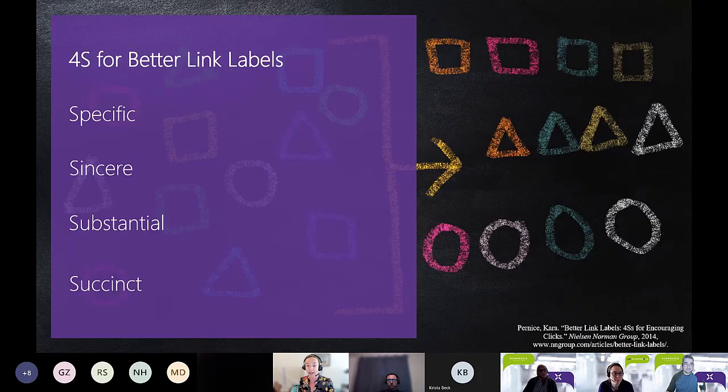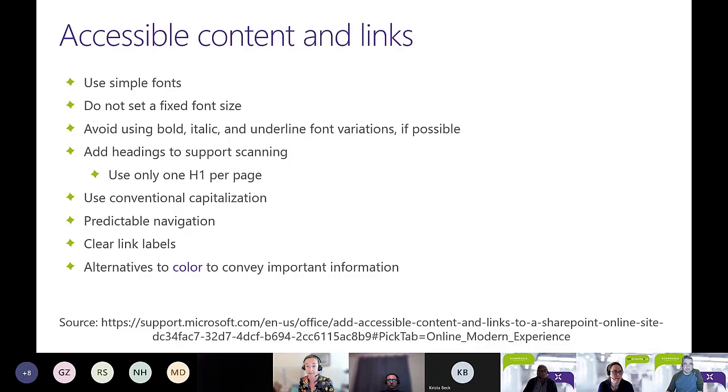So how do we make better link labels? First, we want them to be specific. You need to avoid generic language and jargon. We want them to be sincere, so we need to deliver on whatever link promise we make. If I tell you that I'm going to take you to a beach excursion page, I can't drop you on the homepage of excursions. I need to actually bring you to that specific beach excursion. They need to be substantial enough to stand on their own, but also succinct enough. You don't want an entire paragraph underlined as a link. So make them just as long as they need to be.